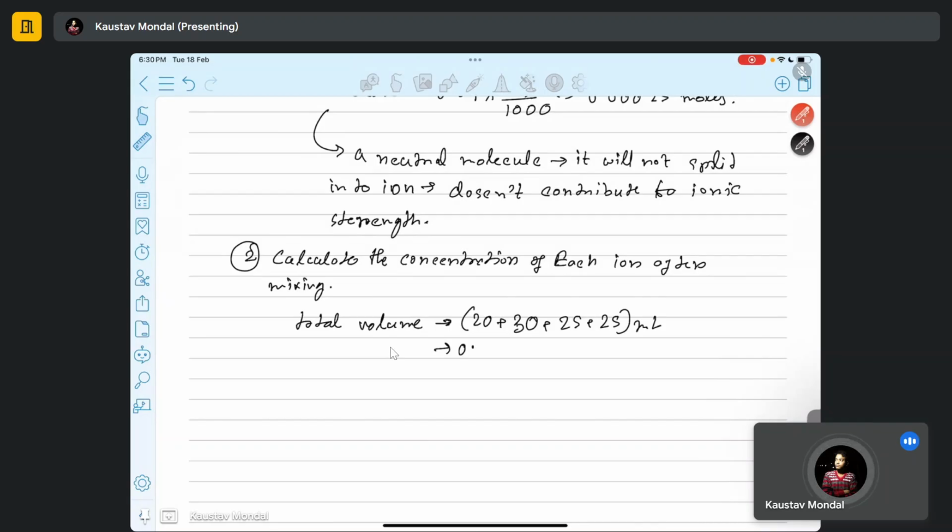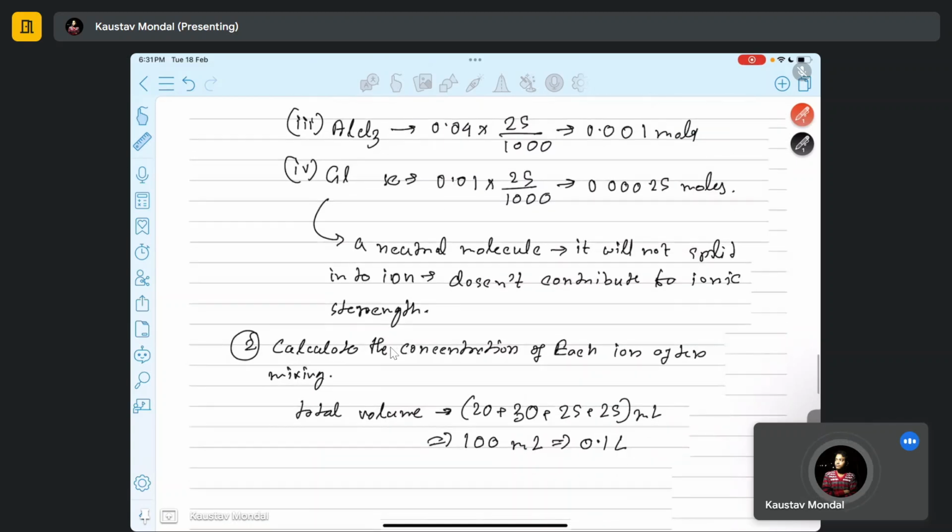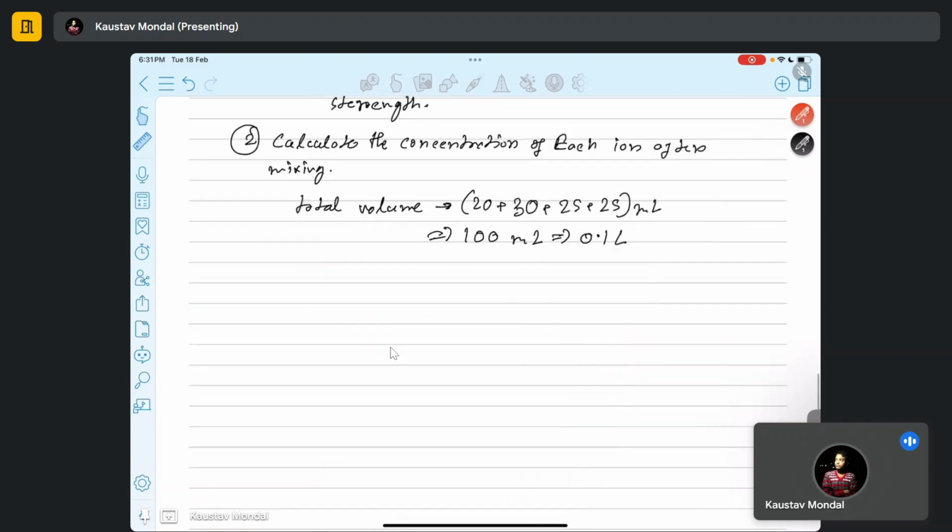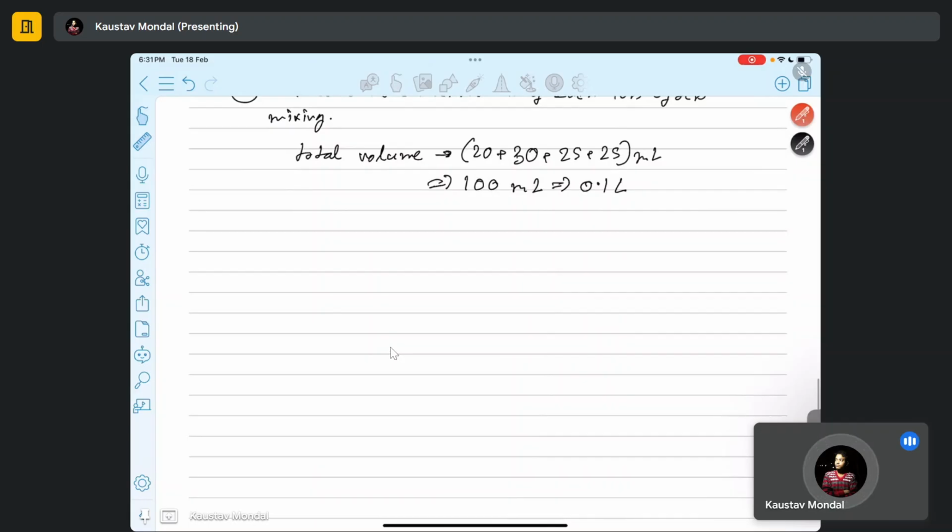So this will give you 50, 50, equal to 100 ml. So basically 0.1 liter. Because in order to calculate the molarity, we need the volume in terms of liter, right? So it's better to write it in terms of liter, okay.